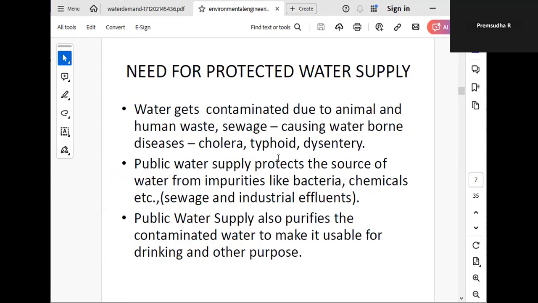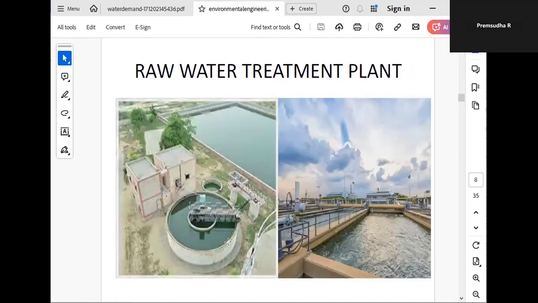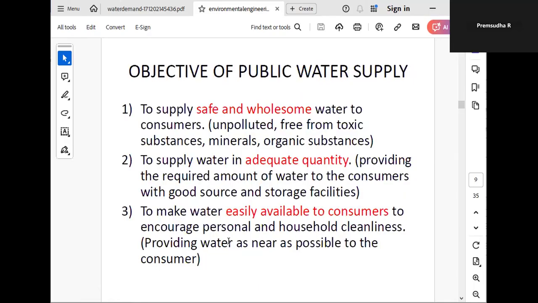What is the need for protected water supply? Water gets contaminated due to animal and human waste and sewage, causing waterborne diseases: cholera, typhoid, dysentery. Once the water is contaminated, if we ingest that water, it causes diseases like cholera, typhoid, dysentery. So public water supply protects the source of water from impurities like bacteria, chemical sewage, and industrial effluents. Public water supply also purifies the contaminated water to make it usable for drinking and other purposes. Here you can see the picture of a raw water treatment plant.